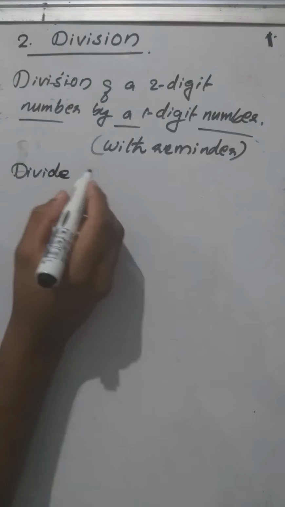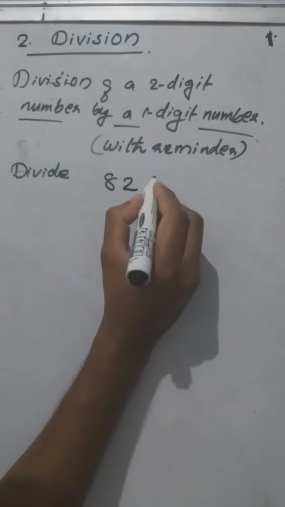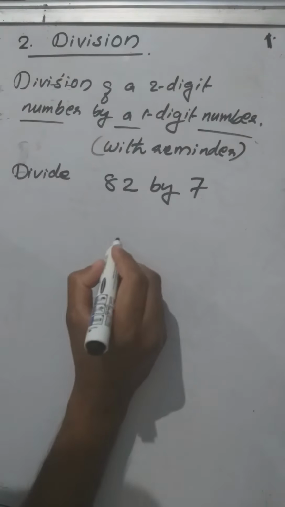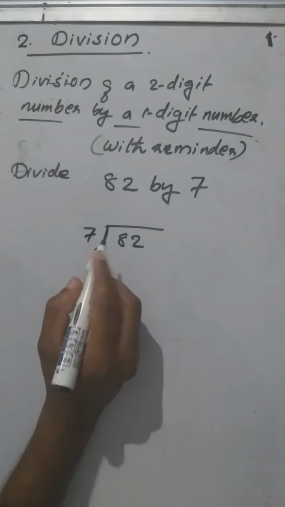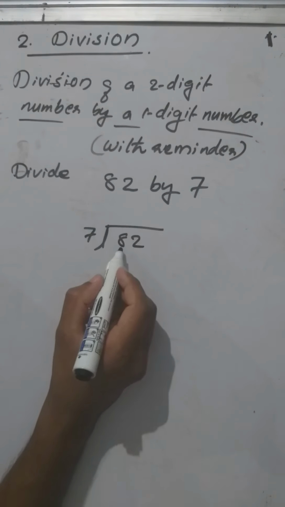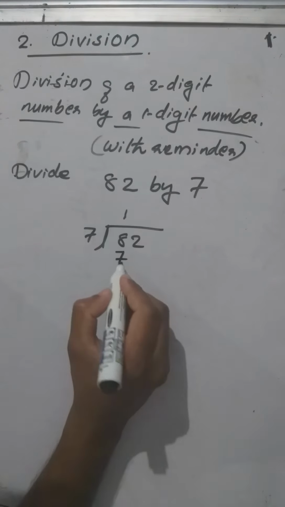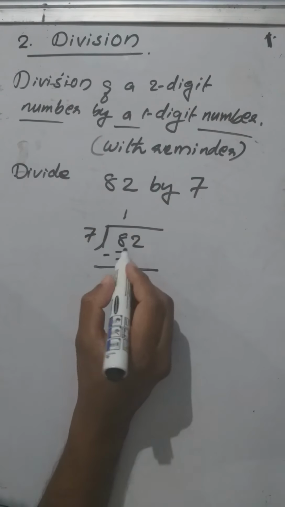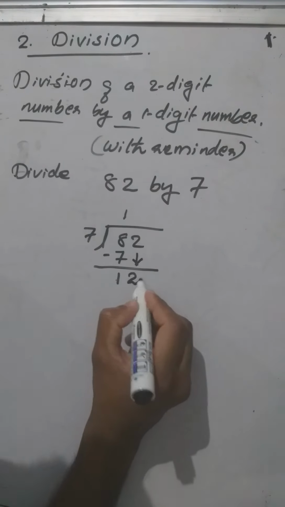Divide 82 by 7. So first I write 82 divided by 7. So let's check how many 7's are there in 8. Yes, we know that 1 7 is included in 8, isn't it? So you can write 1. 1 7's are 7. We write 7 right here and subtract 7 from 8. So 8 minus 7, you got 1. Next, we have to bring this 2 down here.